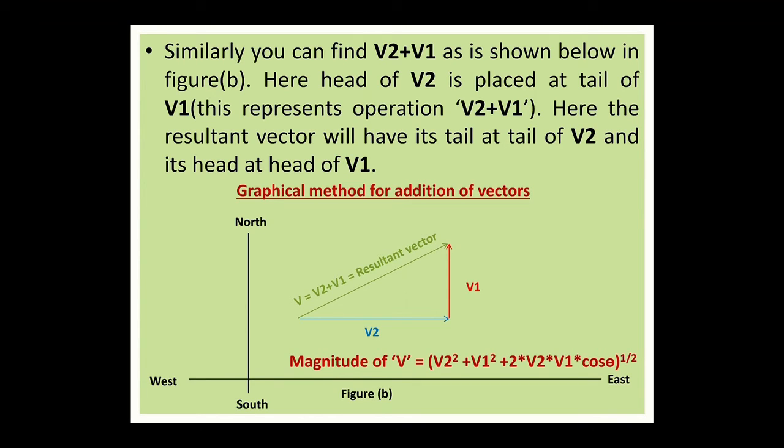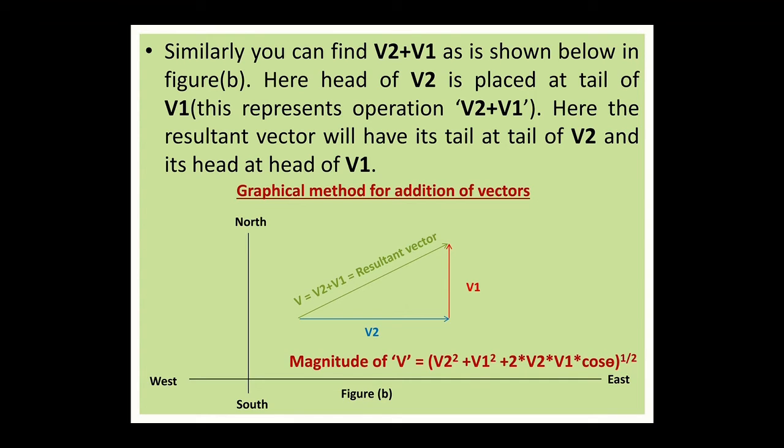You can simply check here that now we are placing the head of V2 at the tail of V1, because V2 is your first vector and V1 is your second vector. This blue arrow is your first vector and this red arrow is your second vector. So you get V2 plus V1, and your final resultant vector will be a vector having its tail at the tail of V2 and head at the head of V1.